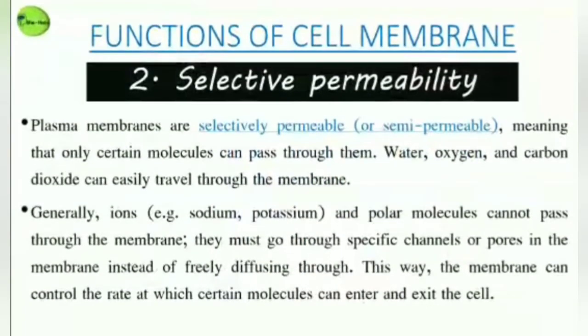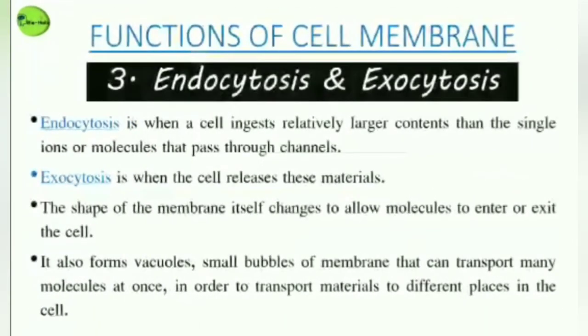Next function is the selective permeability of the cell membrane. Plasma membranes are selectively permeable, or you can say semi-permeable, meaning that only certain molecules can pass through them. Like water, oxygen and carbon dioxide can easily travel through the membrane. And generally, ions like sodium or potassium and polar molecules cannot pass through the membrane. They must go through specific channels or pores in the membrane instead of freely diffusing through, like water or oxygen. And this is why the membrane can control the rate at which certain molecules can enter or exit the cell.